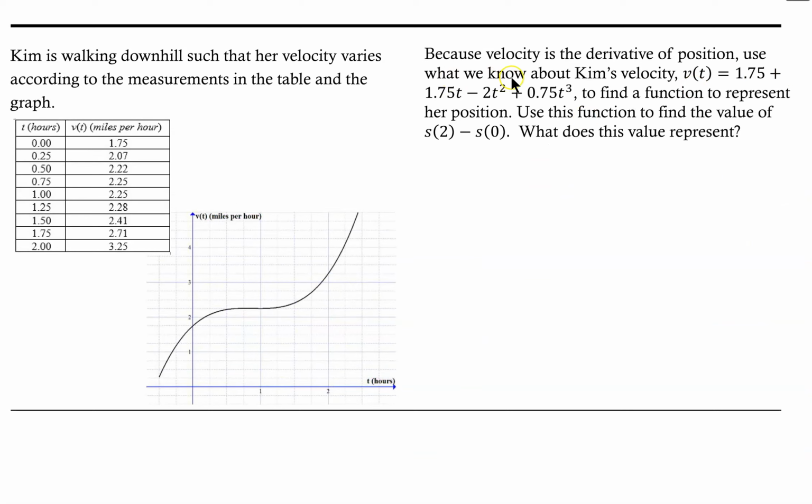So now, because we know that velocity is the derivative of the position function, use what we know about Kim's velocity, that is v of t is 1.75 plus 1.75t minus 2t squared plus 0.75t cubed, to find a function to represent her position. Use this function to find the value of s at 2 minus s at 0.